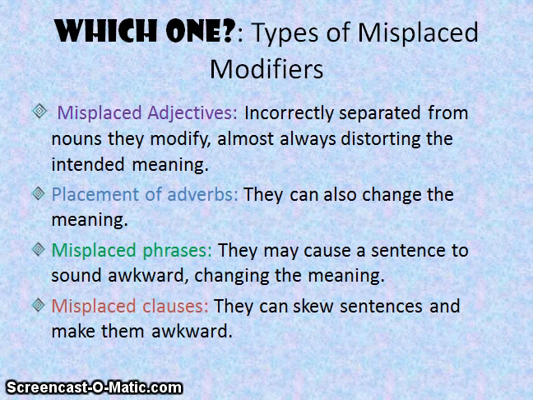The four types of misplaced modifiers are misplaced adjectives, which are incorrectly separated from the nouns they modify, almost always distorting the intended meaning. Misplacement of the adverbs. They can also change the meaning. Misplaced phrases. They may cause a sentence to sound awkward, changing the meaning. And misplaced clauses. They can skew sentences and make them awkward.